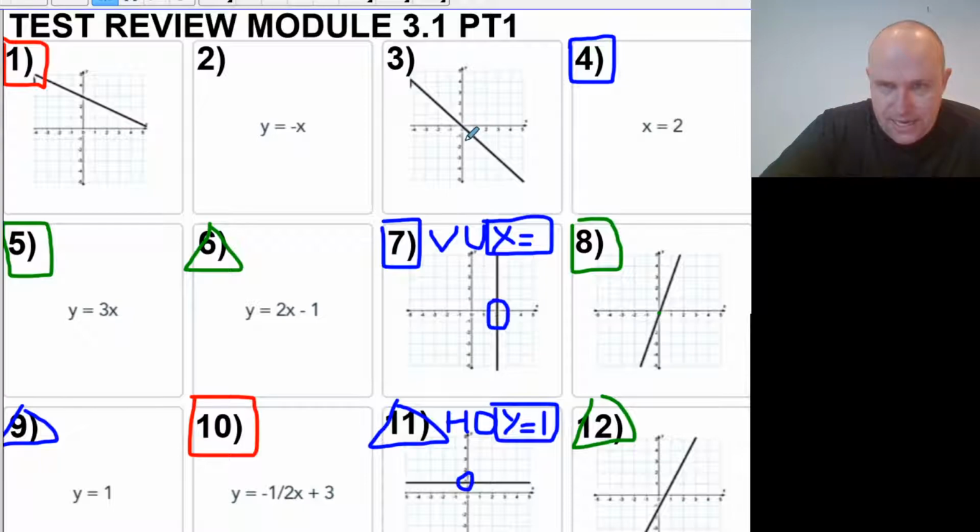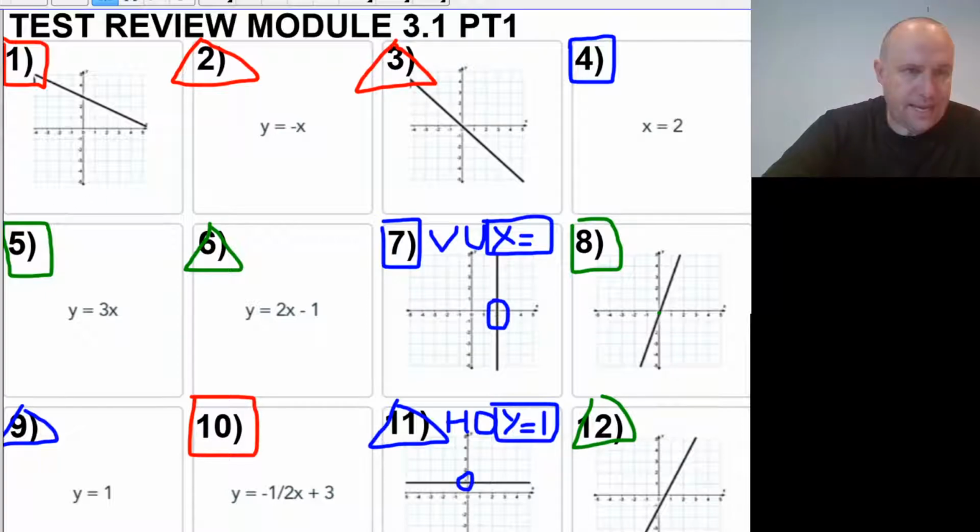And I can see it's going downwards, which is why I've got negative slope here. And it goes down 1 and across 1. And -1 divided by 1 is -1, and that's what -x means. It means -1x. So the last ones, 2 and 3, also go together.